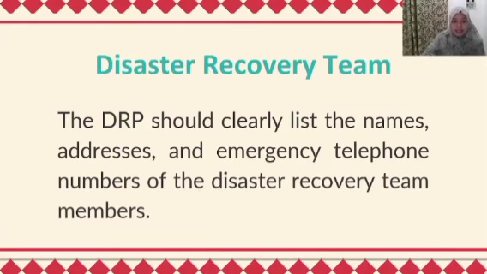Now, the last one is the disaster recovery team. In disaster recovery team, the DRP should clearly list the names, addresses, and emergency telephone numbers of the disaster recovery team members. And the auditor should verify that members of the team are current employees and are aware of their assigned responsibilities. On one occasion, while reviewing a DRP, the auditors discovered that the team leader listed in the plan had been deceased for 9 months.